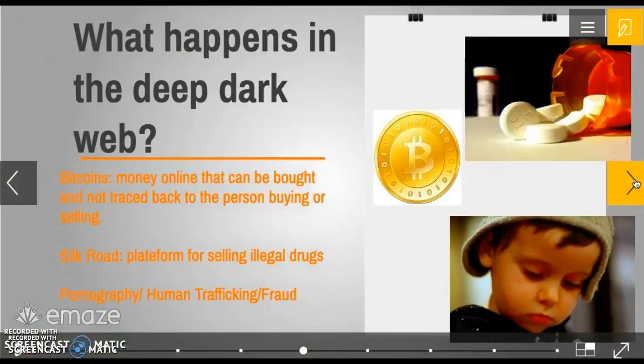So what happens in the deep dark web? Well, Bitcoin, which is a form of money online that can be bought and not traced back to the person buying or selling, is commonly used in the deep dark web. Also, the Silk Road is a platform for selling illegal drugs. Other things that go on in the dark web are pornography, human trafficking, and fraud. So by using the Tor software, it provides access to these things in the deep dark web.